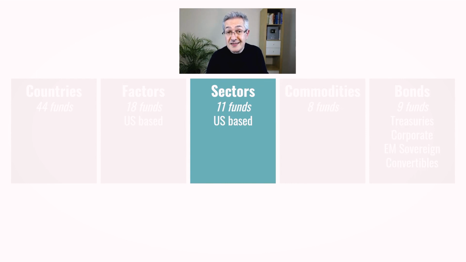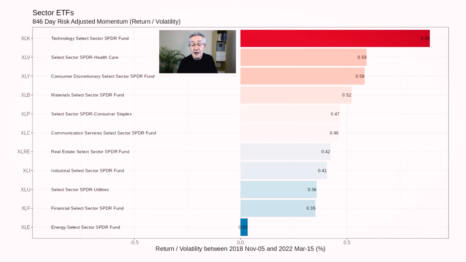Next, we'll look at US sectors, and here we have 11 funds to choose from. For sectors, the look-back period that was best was around 4 years or 846 trading days. And here the clear winner was technology, because over that period, it's largely those mega-cap tech stocks which have outperformed. The runner-up amongst sectors was healthcare, but you can see that's quite a long way behind tech.